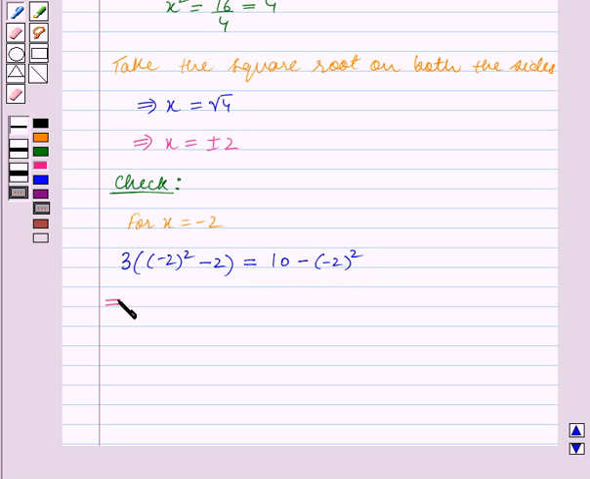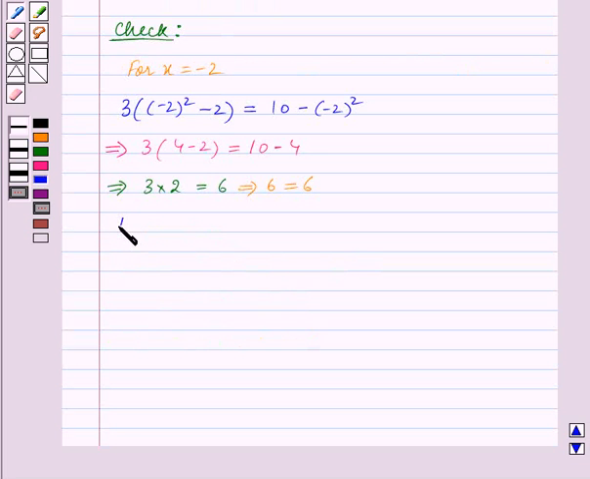Now this implies the left hand side becomes 3 into 4 minus 2 and the right hand side becomes 10 minus 4, which implies 3 into 2 is equal to 6. This implies 6 is equal to 6. So minus 2 satisfies the given quadratic equation.